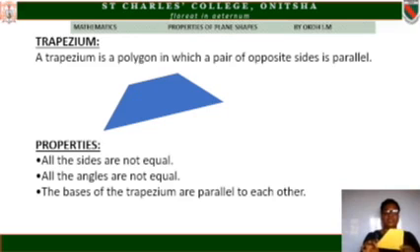Then the third one: the bases of the trapezium are parallel to each other. What I mean is that this side is parallel to this side. Only these 2 sides are parallel to each other.